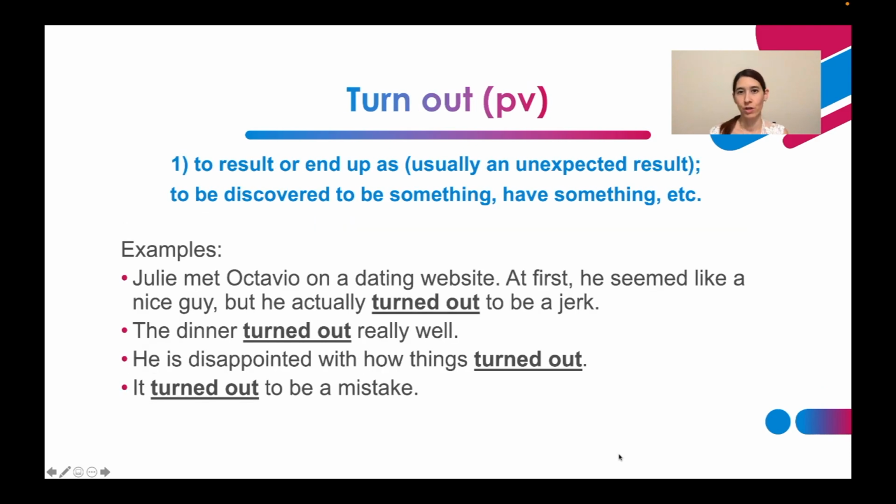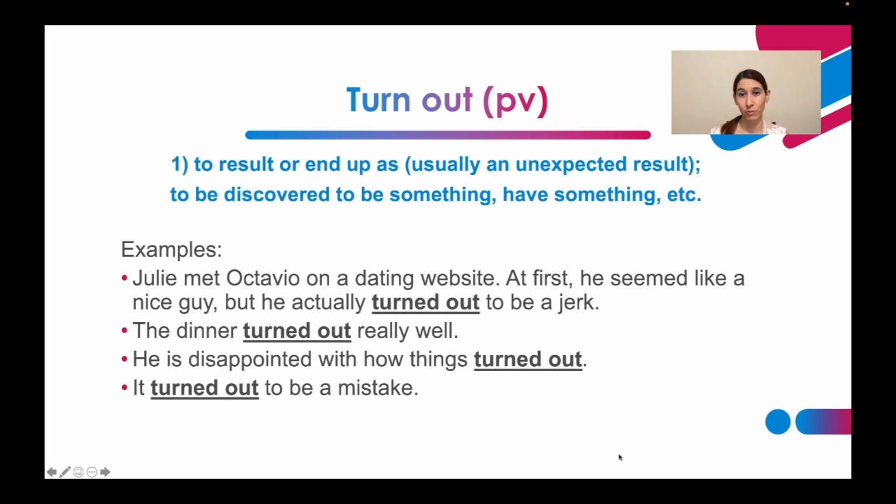Turn out. Turn out is also a phrasal verb. This means to result or end up as, this is usually an unexpected result, or to be discovered to be something, have something, etc. For example, Julie met Octavio on a dating website. At first, he seemed like a nice guy, but he actually turned out to be a jerk. This would mean that she discovered that he actually was a jerk. He wasn't a nice guy like she had thought.